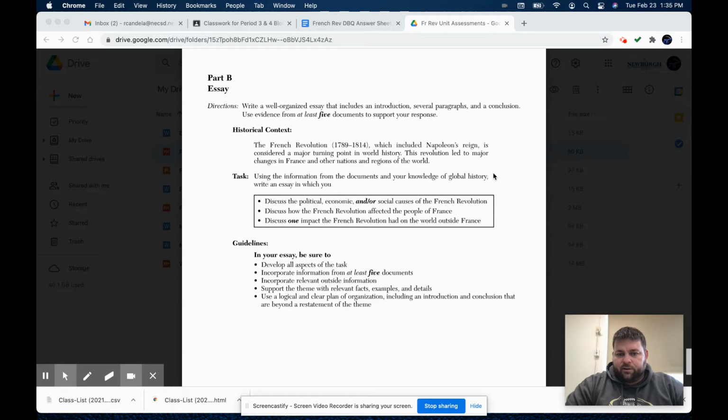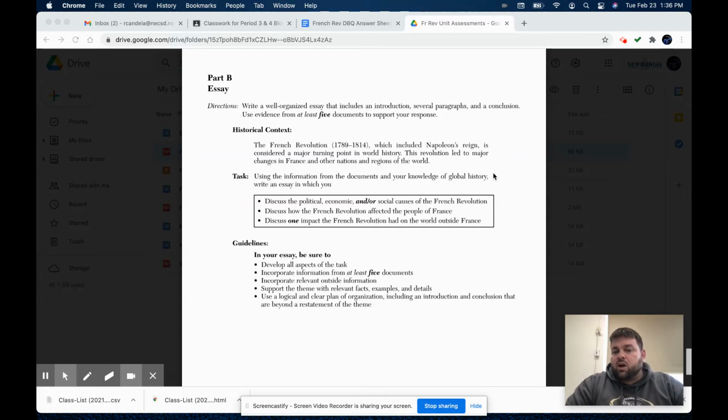Essentially, this is all about the French Revolution. And I'm not going to read all this word for word, but the different aspects of the task here are: you need to discuss the causes, with an S, so more than one. Discuss the political, economic, and/or social causes of the French Revolution. We need to discuss how the French Revolution affected people in France. And we need to discuss how the French Revolution impacted the world outside of France. Okay? And we've spent plenty of time talking about all of this stuff.